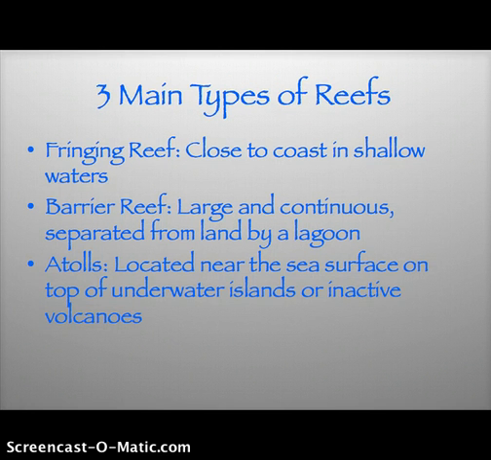There are three main types of coral reefs. A fringing reef is close to the coast in shallow waters. A barrier reef is large and continuous and is separated from land by a lagoon or a shallow body of water. Atolls are located near the sea surface on top of underwater islands or inactive volcanoes. It's important to remember that all three of these different types of reefs also hold different types of habitats as well.